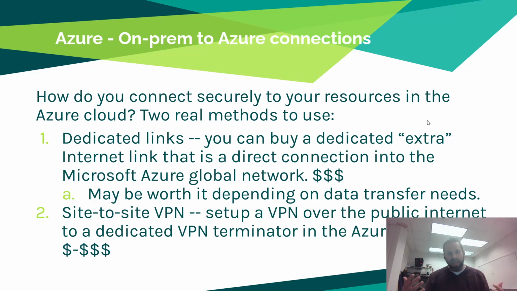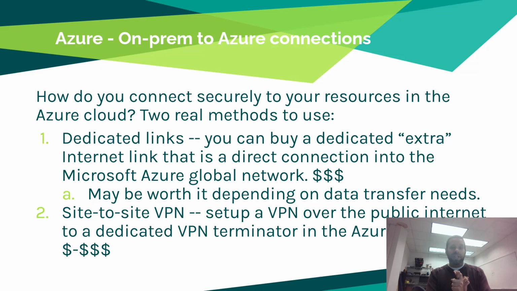The two real methods that you have is you can actually buy a dedicated internet link. This is where you would buy a dedicated link directly that connects into the Azure global network. And however big that link is, would be your private link to the Azure global network. If you are a big organization and you push lots of bandwidth, this is a fantastic way to, one, securely connect to the Azure cloud, but then two, to avoid internet bandwidth to the Azure cloud by directly using your connection to the Azure cloud.